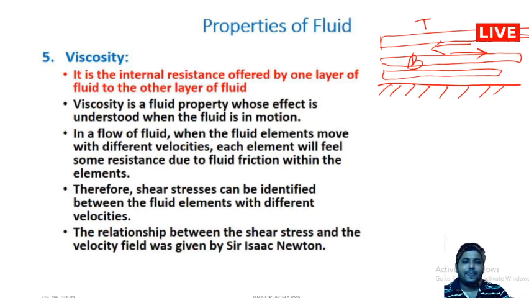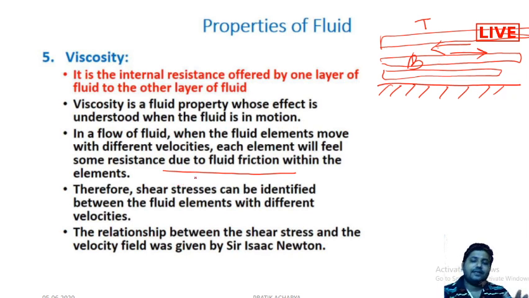Okay, so in a flow of fluid, when the fluid elements move with different velocities, each element will feel some resistance due to fluid friction in the element. So when the fluid comes under relative velocity motion, then there will be some resistance we are actually feeling, or resistance is generated in between these layers of the fluid. And the relationship between the shear stress and the velocity gradient was first understood by Sir Isaac Newton.